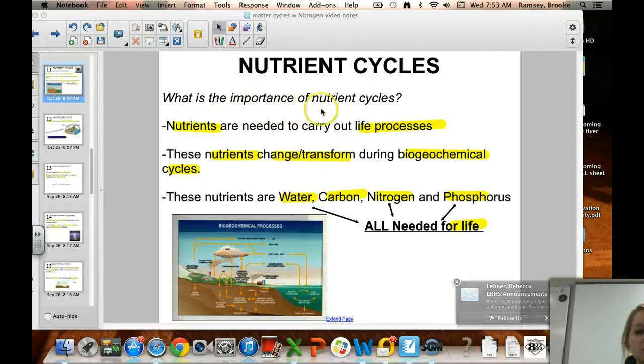What is the importance of nutrient cycles? Well, nutrients are essential to carry out life processes. So during those biogeochemical cycles, nutrients are going to be changed, or we could say nutrients will be transformed. So the nutrients we're looking at are water, carbon, nitrogen, phosphorus, and all those are needed for life processes.